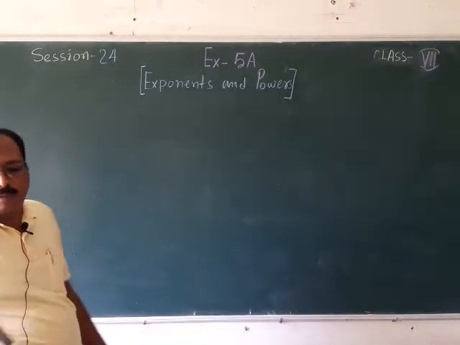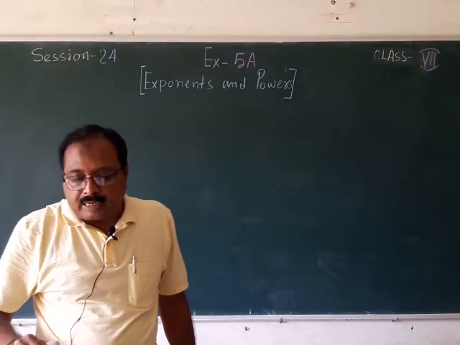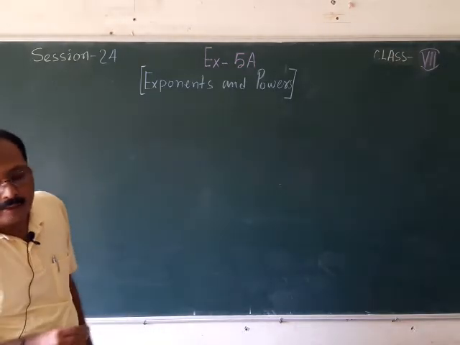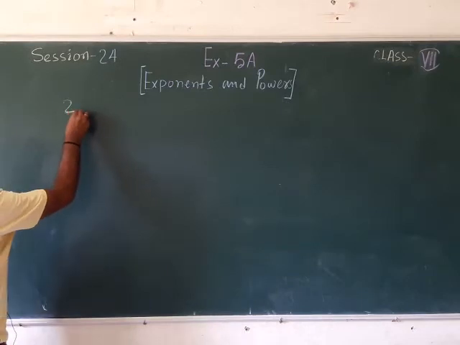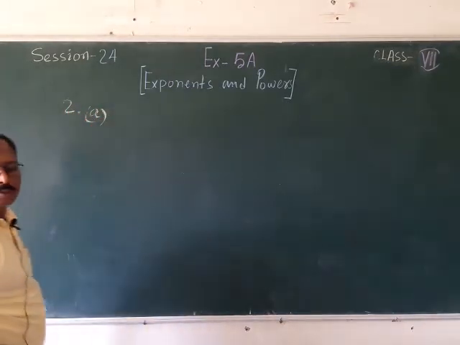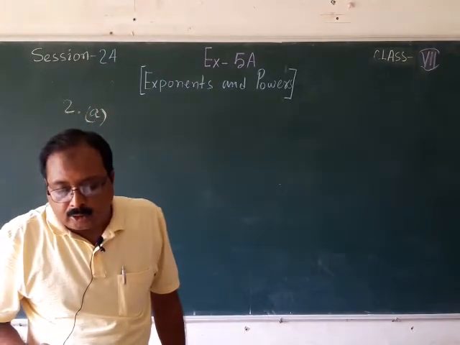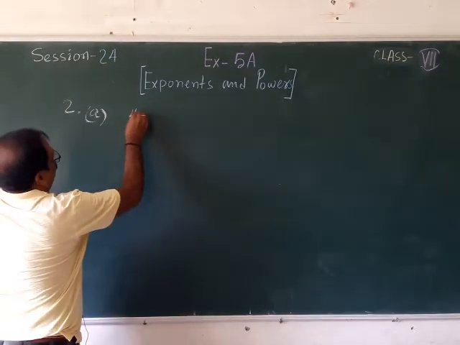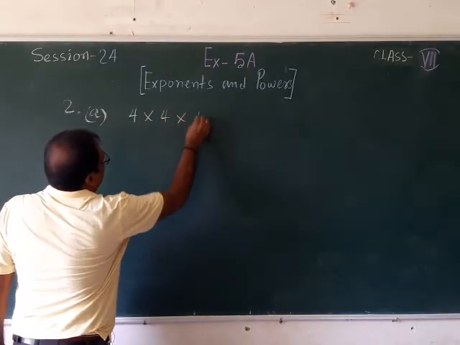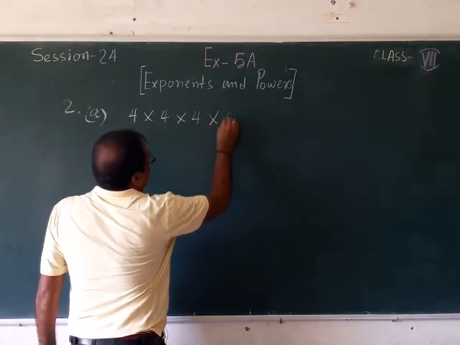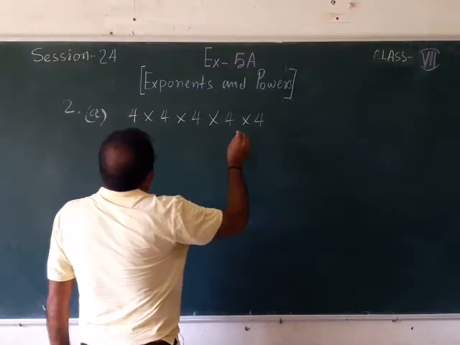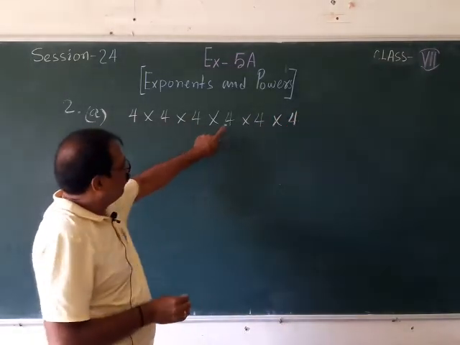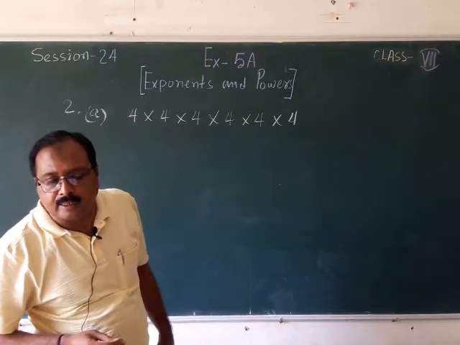Now coming to question number 2. Write the following repeated multiplication problems in exponential form. Here what is the question? Just go to 2A and read this question. How many times is 4 there? 4 into 4 into 4, then again there is 4, then again 4, then one more time 4. 1, 2, 3, 4, 5, 6 times 4 is written there.